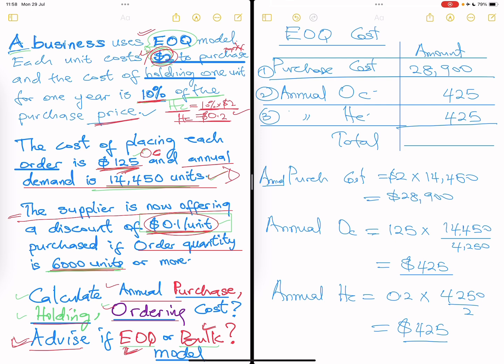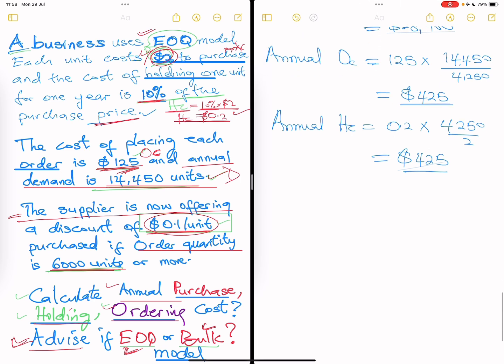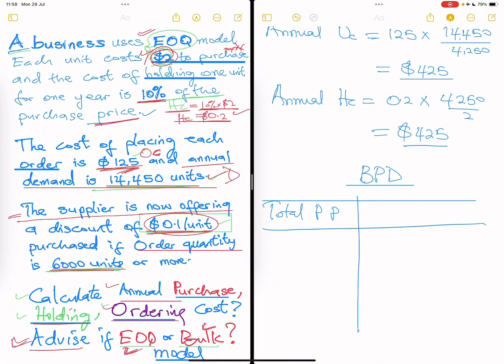Yeah, and if you add everything together, our total cost associated with managing inventory using the EOQ approach will give us $29,750. Now, we know our annual purchase, annual holding, and ordering cost under EOQ. We need to do the same thing using another model called bulk purchase discount. Let's see how this will compare with EOQ. The same approach, we get the total purchase price, we get the annual holding cost and annual ordering cost.